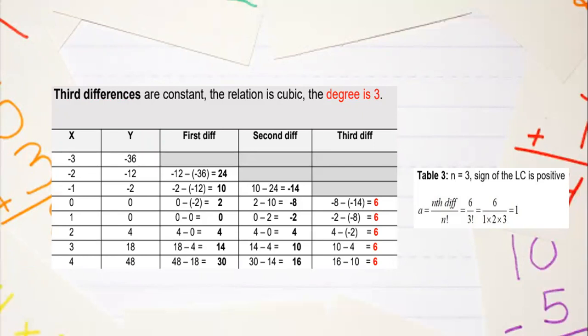Till the third difference where we have minus 8 minus 14, which is 6. We have minus 2 minus 8, which gives us 6 again. 4 minus 2, 6. 10 minus 4, 6. 16 minus 10, 6. So here we have uniformity in the third difference as well, so we'll stop here. And so table 3, n is equal to 3, sign of the leading coefficient is positive. We just put it in the formula again, 6 over 3 is equal to 6 over 1 times 2 times 3, which is equal to 1.